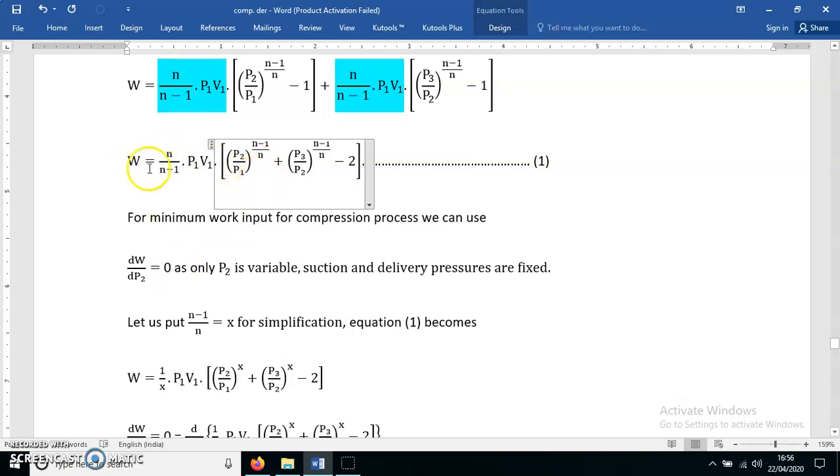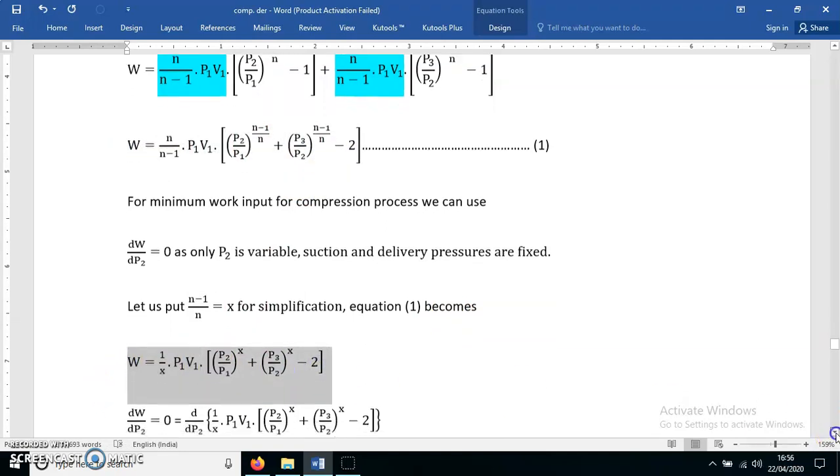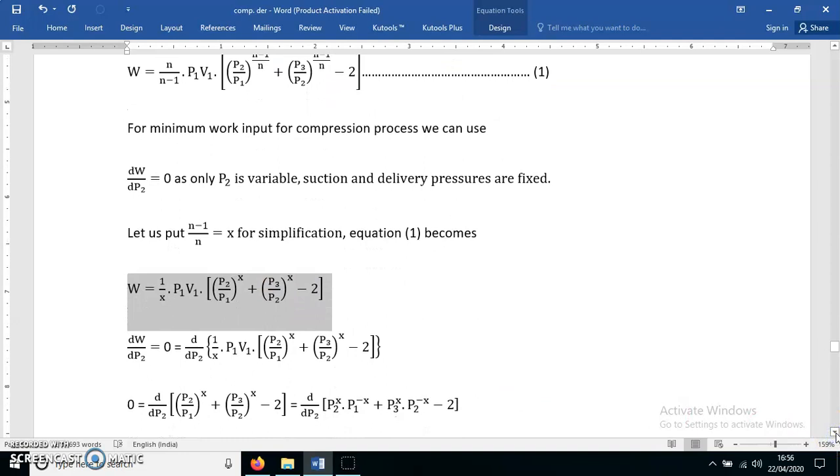So for that, I will differentiate this W with respect to variable P2 and equate it to 0. For this I have made one simplification. I am going to put n minus 1 upon n equal to x. After putting this, we get this expression converted into this expression. Just try it on your own. Just put n minus 1 upon n as x. So n upon n minus 1 becomes 1 by x. So we are getting this expression.